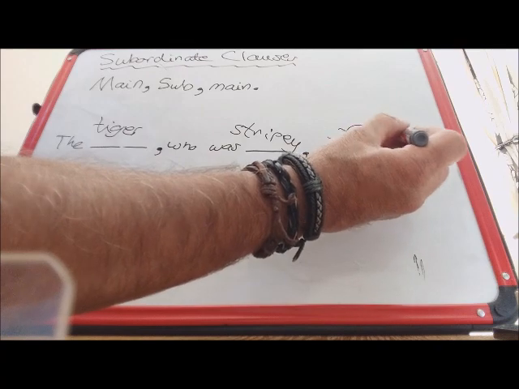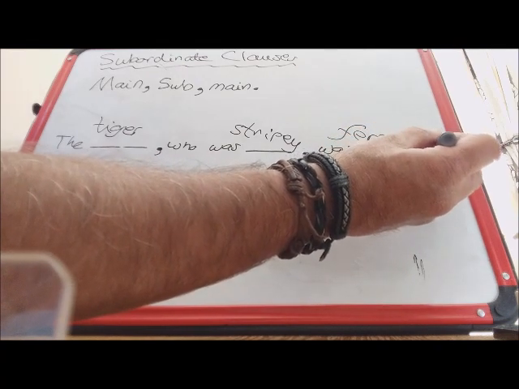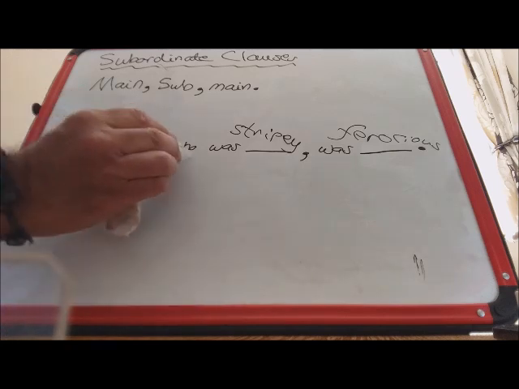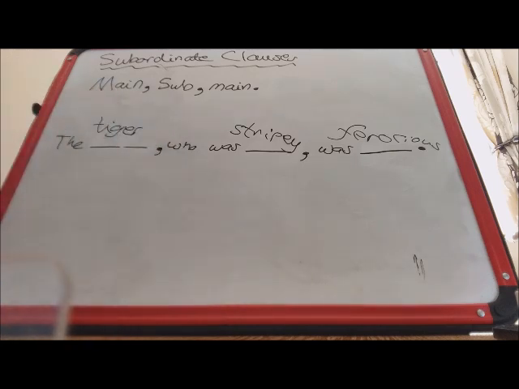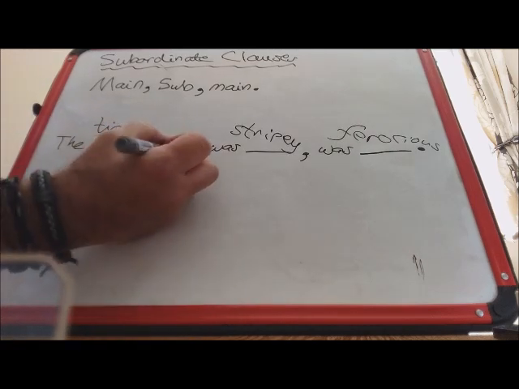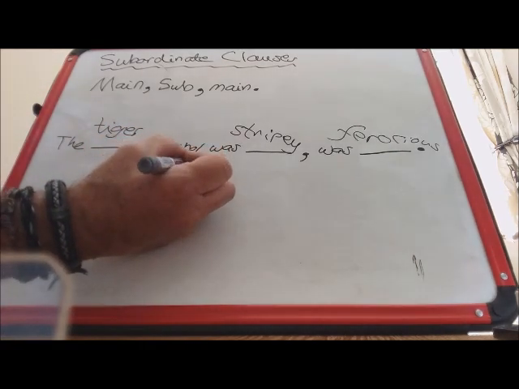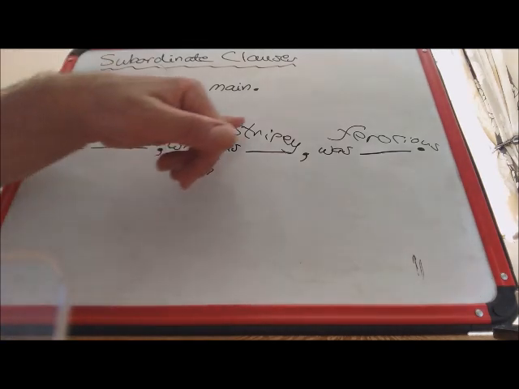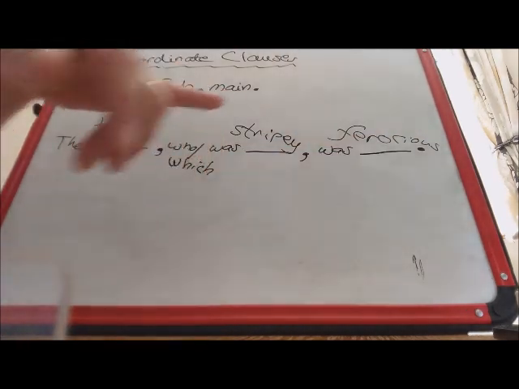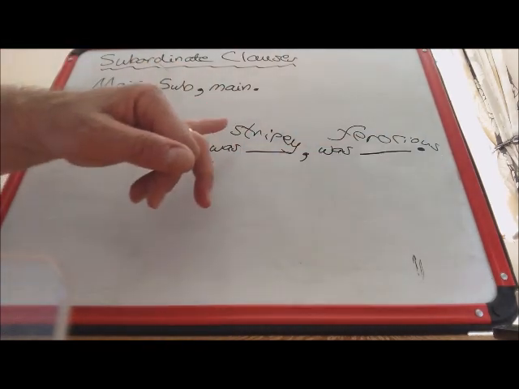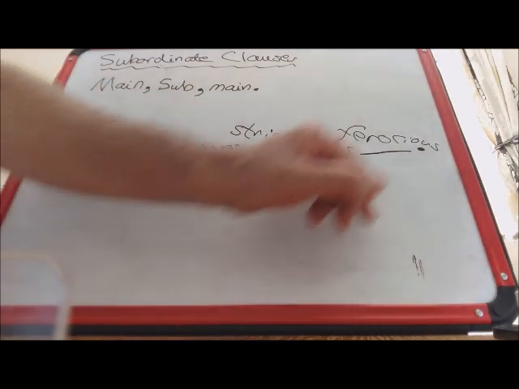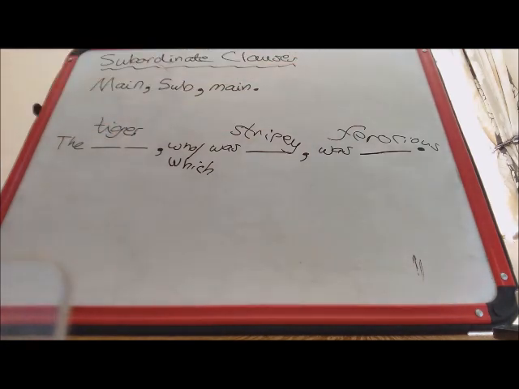F-E-R, ferocious. Full stop. The only thing is that instead of who, because it's a tiger, we don't write who, we write which. Okay, so it actually becomes the tiger, which was stripy, was ferocious. Now you could put which was very stripy, or which had a stripy coat or something like that, was extremely ferocious. So you can add extra things, but that's the basic way the sentence works.